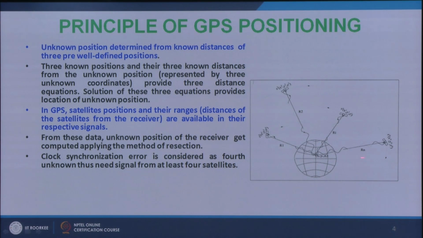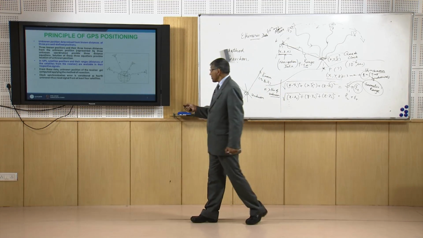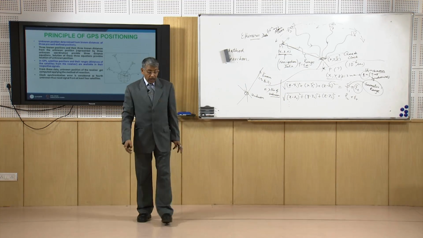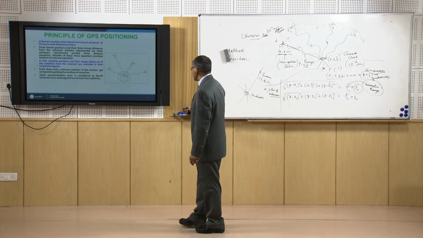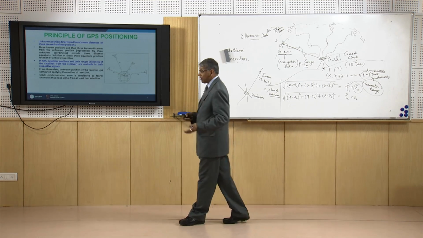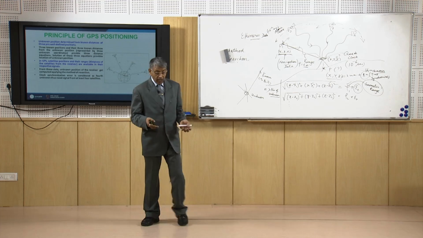Now one question may arise: why do we use such different types of clock? The reason is that atomic clocks cost a huge amount. If we use the same type of clock in the receiver, we will not be able to buy the receiver.